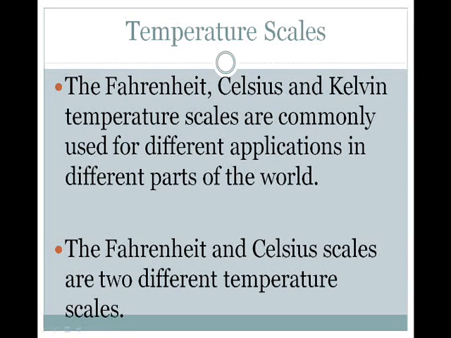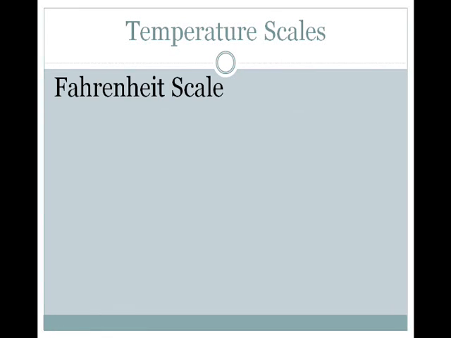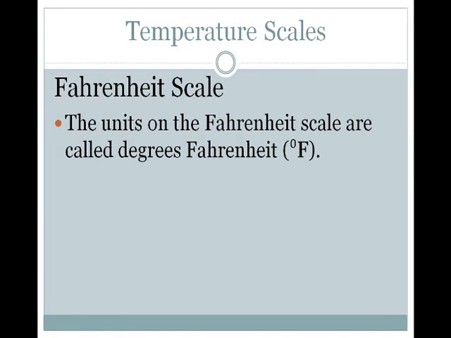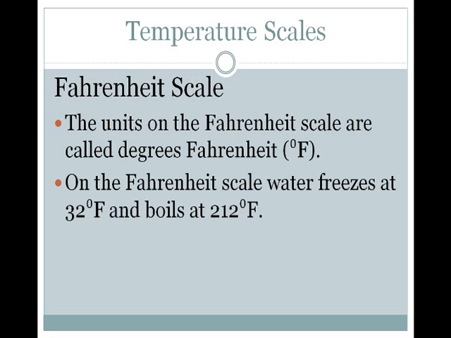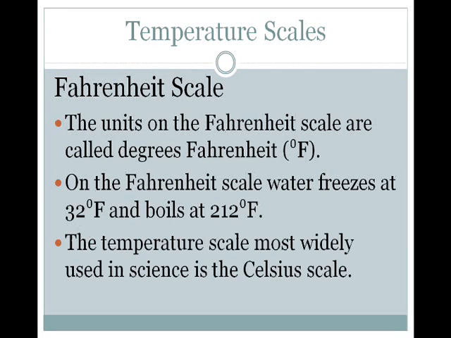Now, the Fahrenheit and Celsius scales are 2 different temperature scales. Don't think that they're the same, and we're going to look at their differences. The units on the Fahrenheit scale are called degrees Fahrenheit. And on the Fahrenheit scale, water freezes at 32 degrees Fahrenheit, and it boils at 212 degrees Fahrenheit. The temperature scale most widely used in science is the Celsius scale.